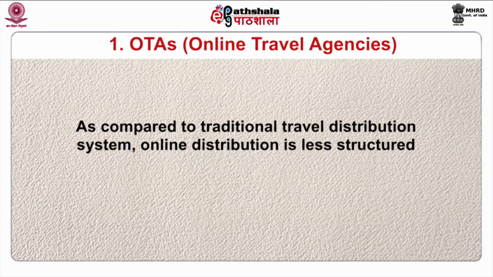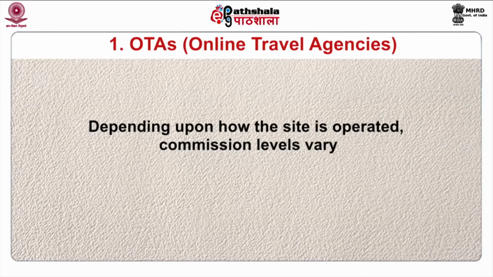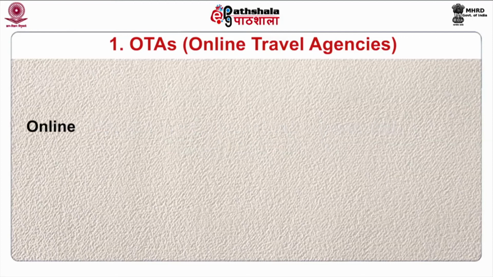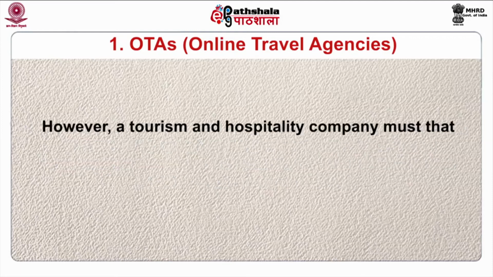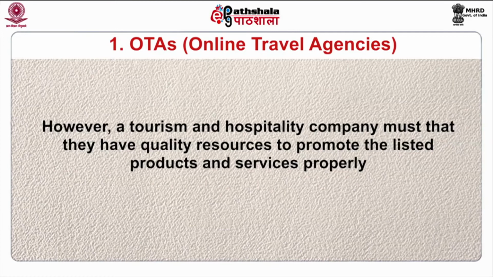As compared to the traditional travel distribution system, online distribution is less structured. Depending upon how the site is operated, commission levels vary. Online travel agencies list tourism and hospitality products or services on their websites and allow existing and prospective consumers to search for and click through to book a tour or an activity. However, a tourism and hospitality company must ensure that they have quality resources to promote the listed products and services properly.